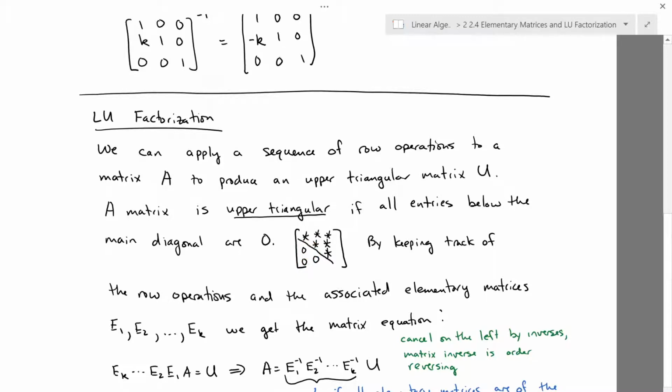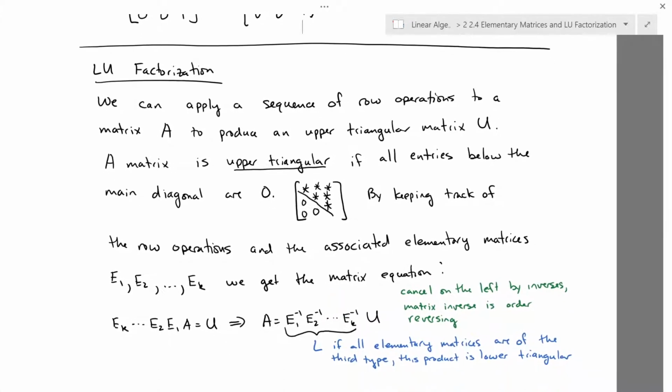Okay, so what's going to happen is that we change a matrix A to have this form by applying a sequence of row operations. And if we keep track of the elementary matrices associated to these row operations, say the sequence is E1, E2, and all the way up to EK, right? So say there are K row operations.